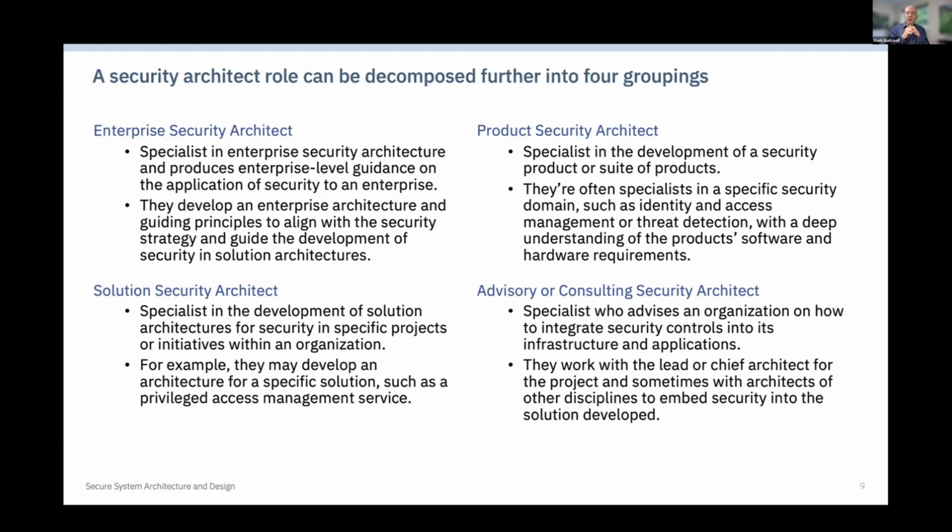And the product architects will come in and give you the specialist knowledge about a particular product that's a building block of your overall architecture. And they will be deep specialists in specific domains, such as identity and access management or threat detection. And so they'll understand the products, and you'll use them to put together your architecture. And finally, the other architect role is that often you'll have your application or infrastructure architect, and then you'll use advisory architects who will come and help you out on the specific security aspects of the solution. So these are my four groupings.